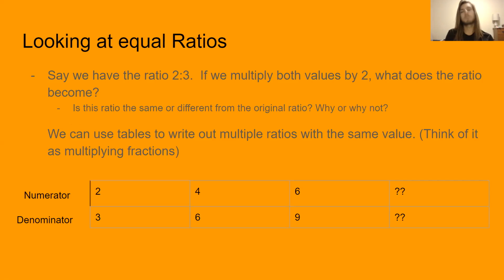Another thing that I think you want students to know when we're going over ratios is that we can have the same value between two different ratios, even if the numbers are different. So, for example, if we have the ratio 2-3 and we multiply both values by 2, you can ask the class, what does the ratio become? And someone would answer 4-6. And then you could ask, is this the same or different from the original ratio, and why or why not?